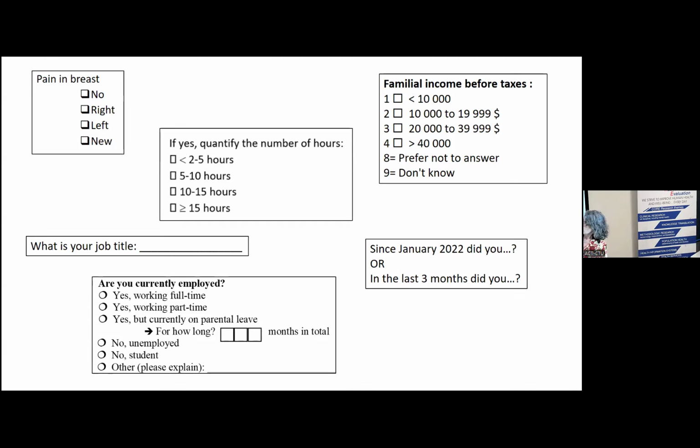This one, quantity of the number of hours. So 2 to 5, 5 to 10, 10 to, you have an overlap. So I can have 5 and answer that, and you can have 5 and answer that. So you need to make sure that there is no overlap with your categories.